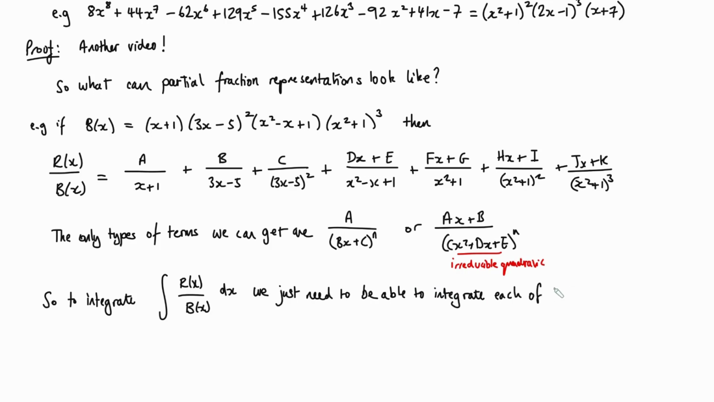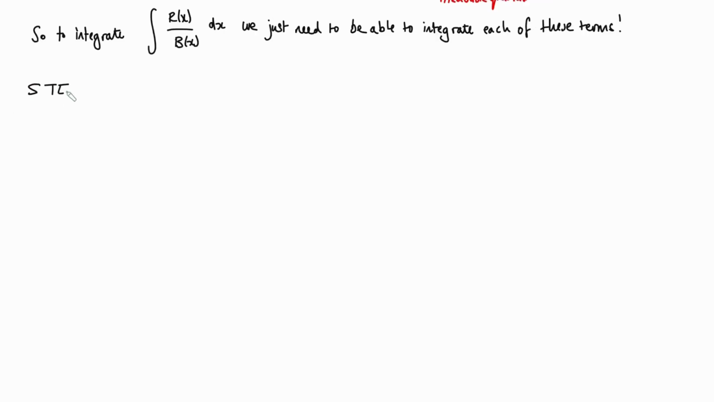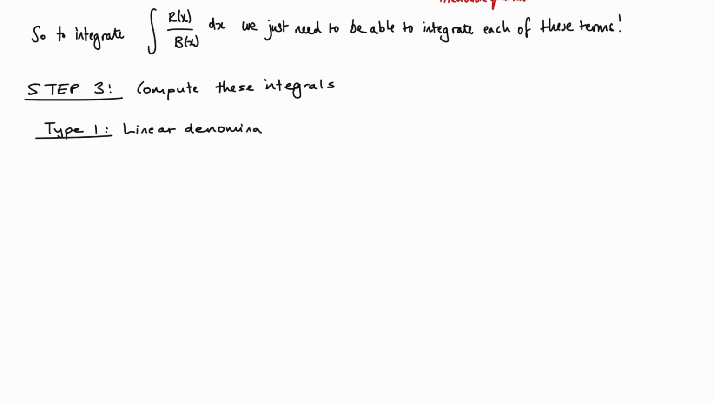So the final step here is going to involve computing each of these integrals. So in step 3, we're going to compute those integrals, and we'll look at a few different types. The first type is the easiest, just a linear denominator raised to some power. If that power is 1, in the easiest case, we've just got 1 over x plus 6 dx.